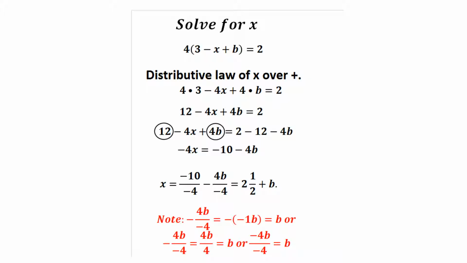Minus, and you got 4b over negative 4. Negative 4 goes into 4 negative 1 times, so it's minus a minus 1b. The negative of a negative is a plus, so this becomes b.